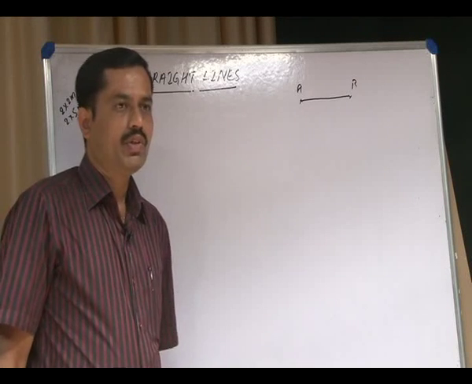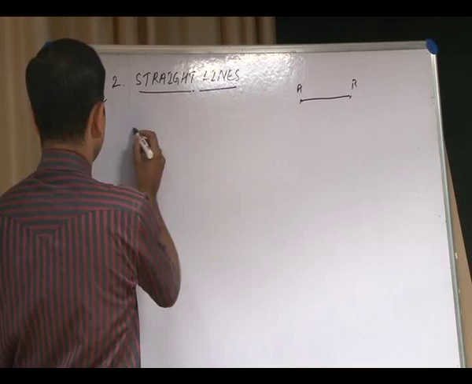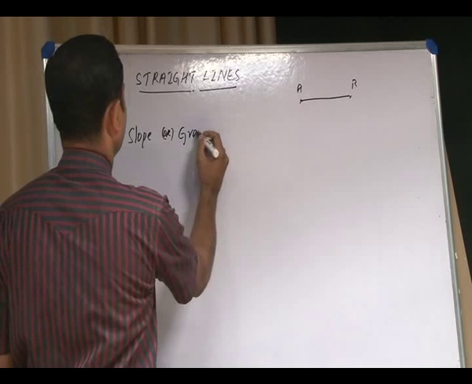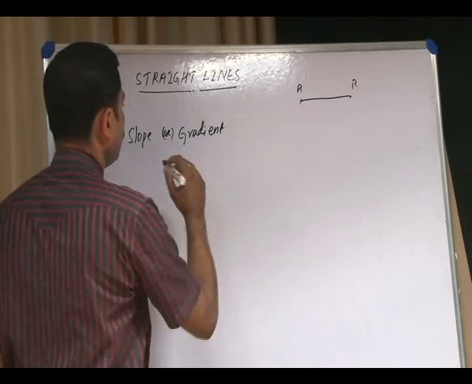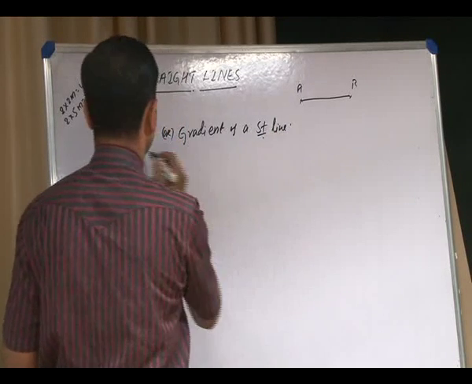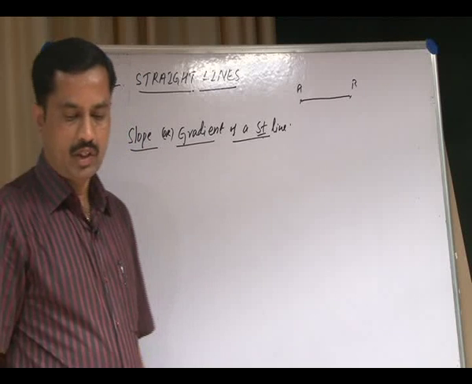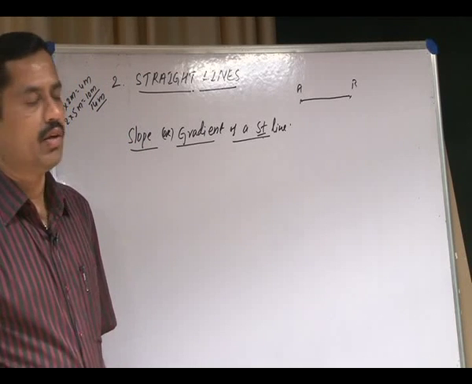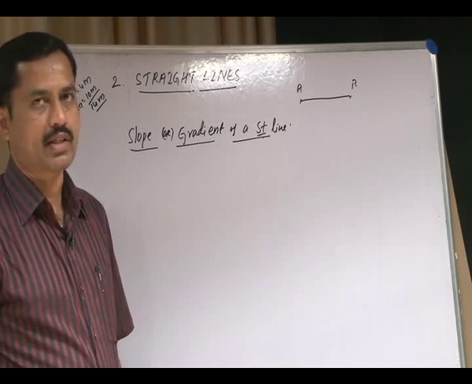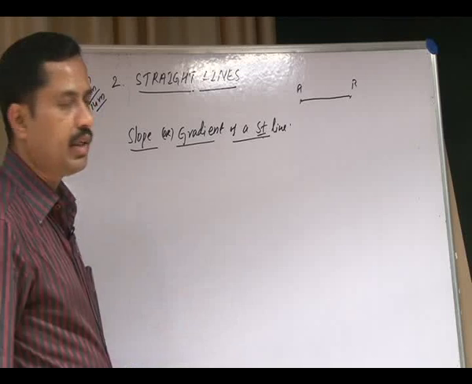First we are going to discuss the slope of a straight line, which is also called the gradient. The slope or gradient of a straight line is defined as the tangent of the angle made by the straight line with the positive direction of the x axis.